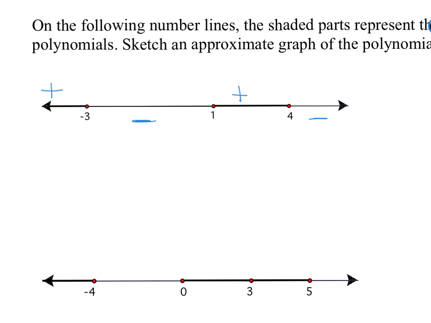And then in this last section from 4 on up to infinity, it's not shaded, so it's going to be below the x-axis. Usually when I graph them, I just do the pluses and minuses, but sometimes people like to shade. It makes it a little bit easier for them to see. So what this does is this gives us our zeros, our x-intercepts: -3, 1, and 4.